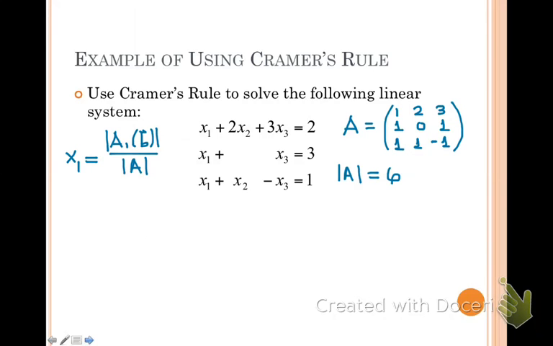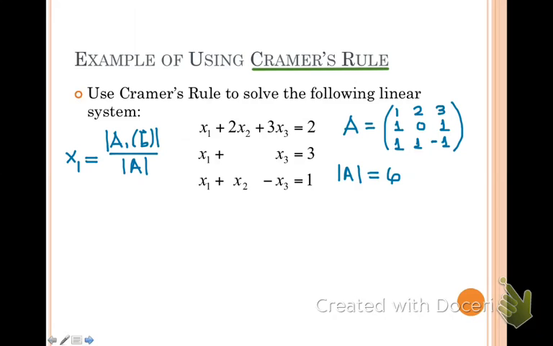Just to clarify before we start working this problem, Cramer's rule can only be used for cases where you have an n by n matrix that is invertible. So if the matrix A is not invertible, that is, the determinant of A is equal to 0, then you cannot use this technique. Right, so we're going to solve this linear system using Cramer's rule.